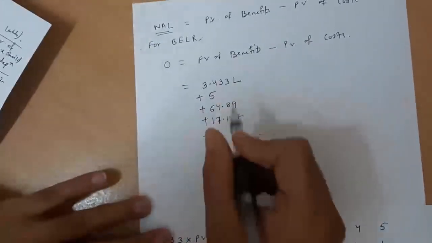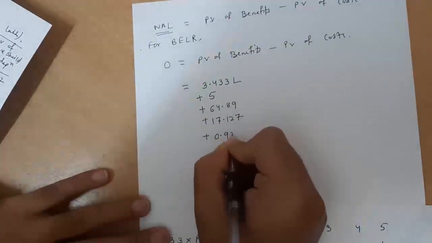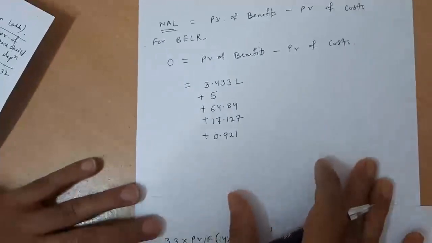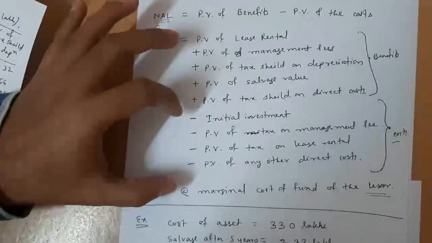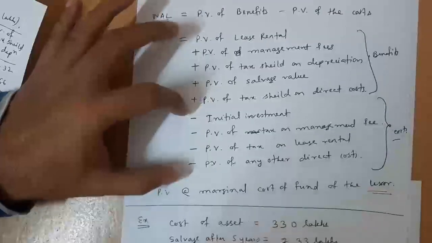So that you are going to add, 0.921. So all these benefits we have done. Next you subtract the expenses from it.